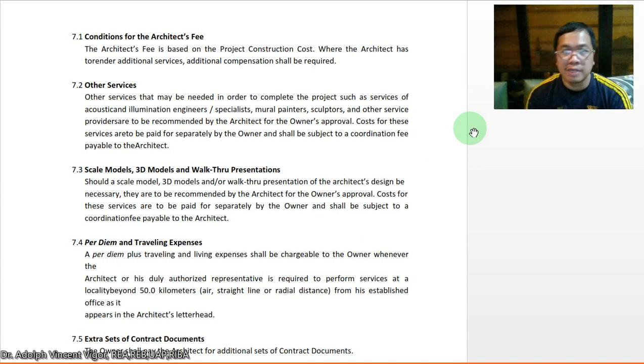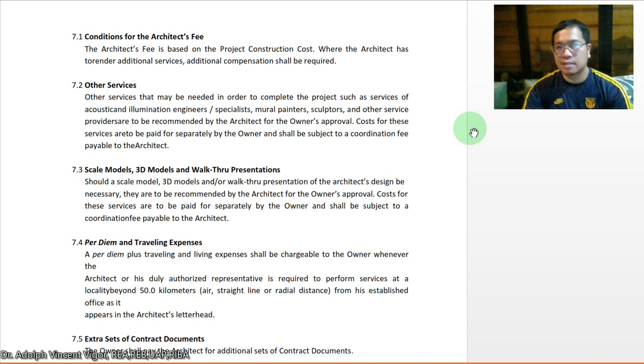Okay, so let's go to 7.3, scale models, 3D models, and walkthrough presentations. I'll read. Should the scale model, 3D model, and or walkthrough presentation of the architect's design be necessary, they are to be recommended by the architect for the owner's approval. Costs for these services are to be paid for separately by the owner and shall be subject to a coordination fee payable to the architect.